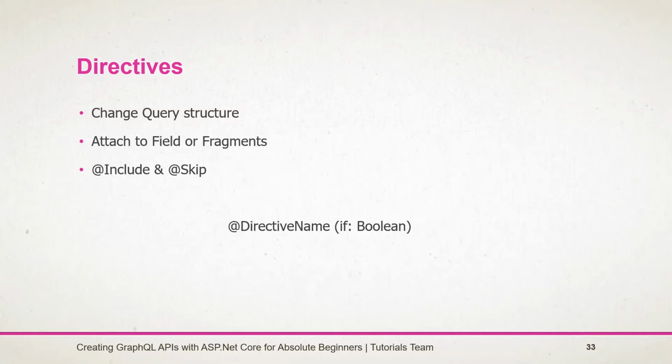GraphQL has two default directives, include and skip. As the name suggests, include directive will add the specified field only if the boolean flag is true, and skip will remove that field if it's true.